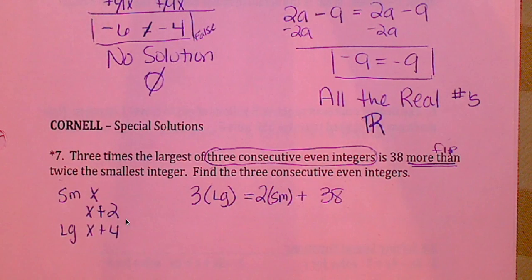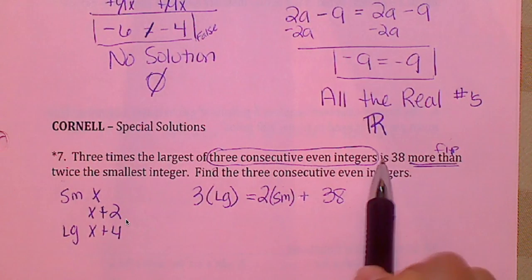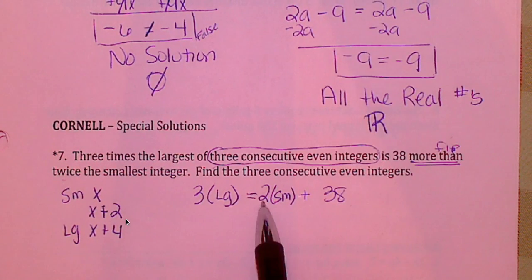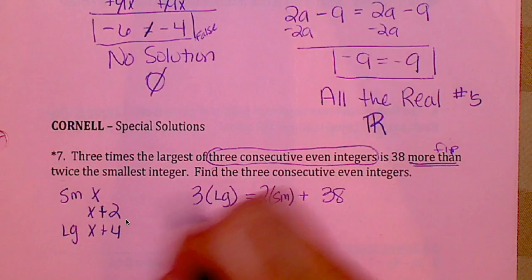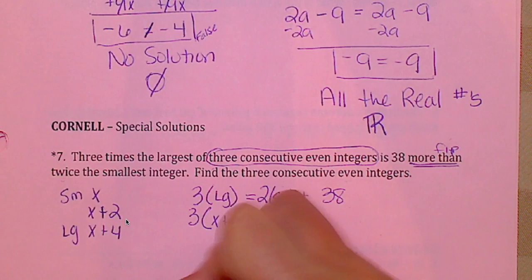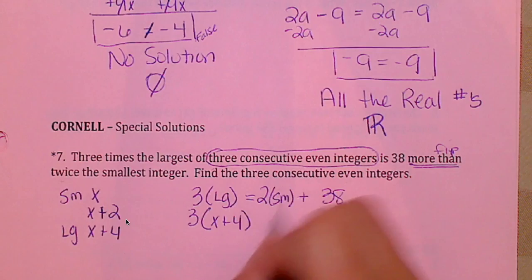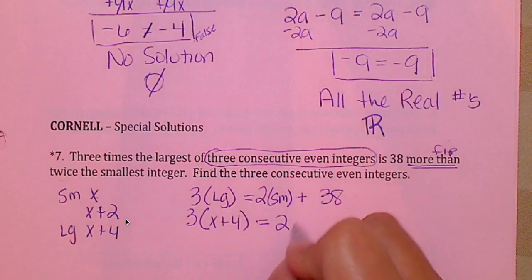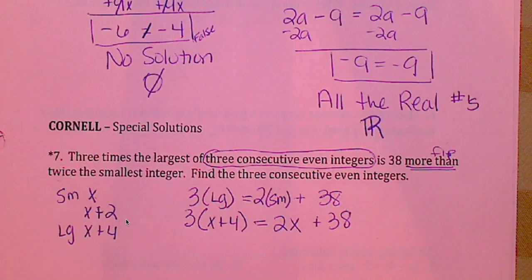Okay. Now, once I have that, I'm going to read it one more time. 3 times the largest, is, that's equals, 38 more than twice the smallest integer. So now we can plug in what these are. So the large is x plus 4. We need parentheses there so that we will remember to distribute through. So make sure you put parentheses around there. Here, however, the small is just a single term, x, so you don't need parentheses. You need a 2x. Okay, and then we've got a multiple step equation.